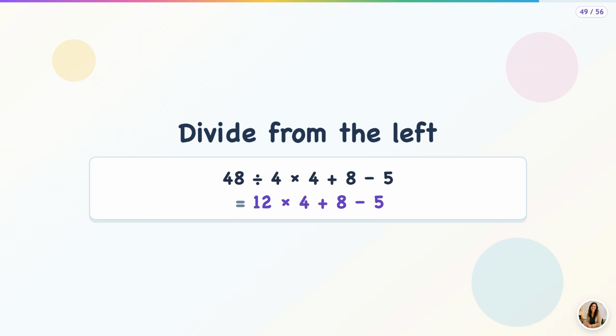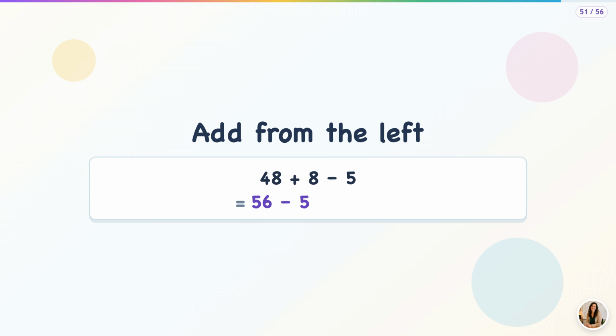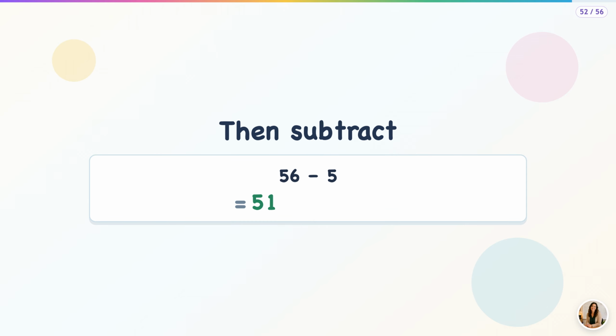Now multiplication and division share a level. From the left, 48 divided by 4 comes first. That equals 12. Continue from the left. 12 times 4 equals 48. Now the multiplication and division level is finished. Addition and subtraction now share the final level. From the left, 48 plus 8 equals 56. Continue from the left. 56 minus 5 equals 51. The second harder example is complete.